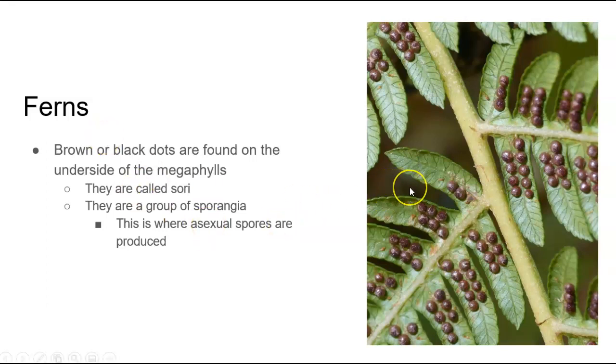If you take one of these megaphylls that belong to ferns and you look at the underside of the megaphyll, you're going to notice that there's these black or brown dots. These are called sori, and they're going to contain a group of sporangia in them. Now remember, sporangia are where asexual spores are going to be produced.